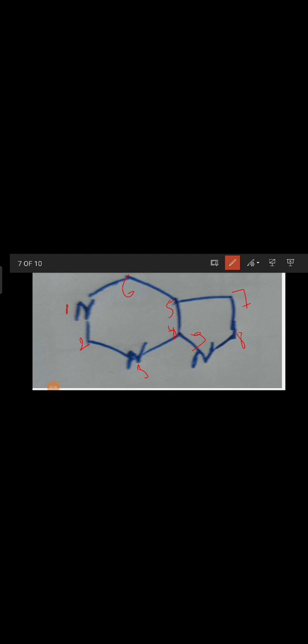So whenever we do the numbering system, it will be 1 2 3 4 5 6 7 8 and 9. Sometimes questions are asked about which numbers have a nitrogen. So remember, at the 1, 3 and 9 positions we have a nitrogen. Here we can see the purines having adenine and guanine, and the pyrimidines having cytosine, thymine and uracil.